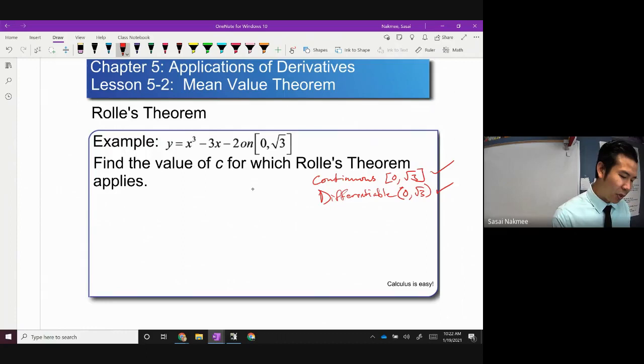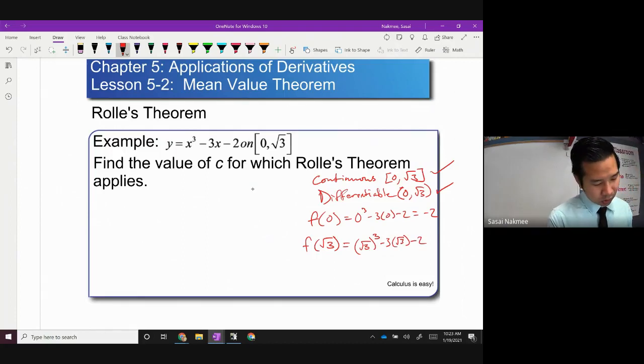In order for you to do Rolle's theorem, you have to check what f of 0 is equal to. Plug in 0 here. You end up with 0 cubed minus 3 times 0 minus 2. We end up with negative 2 as my answer for f of 0. And then plug in the square root of 3. So I have here the square root of 3 cubed minus 3 times the square root of 3 minus 2. And what does that equal? Well, square root of 3 cubed is going to give me 3 square root of 3, minus 3 square root of 3, minus 2, which of course is just equal to negative 2.